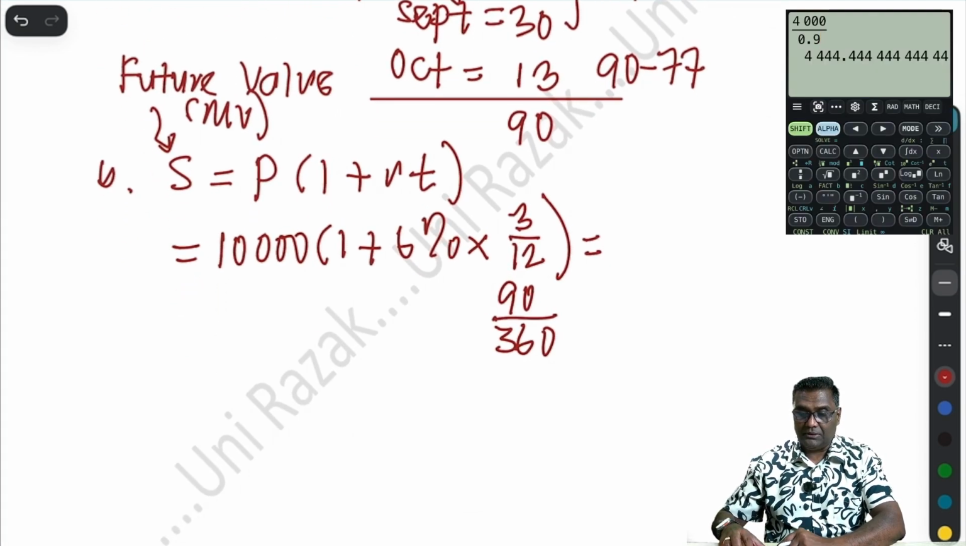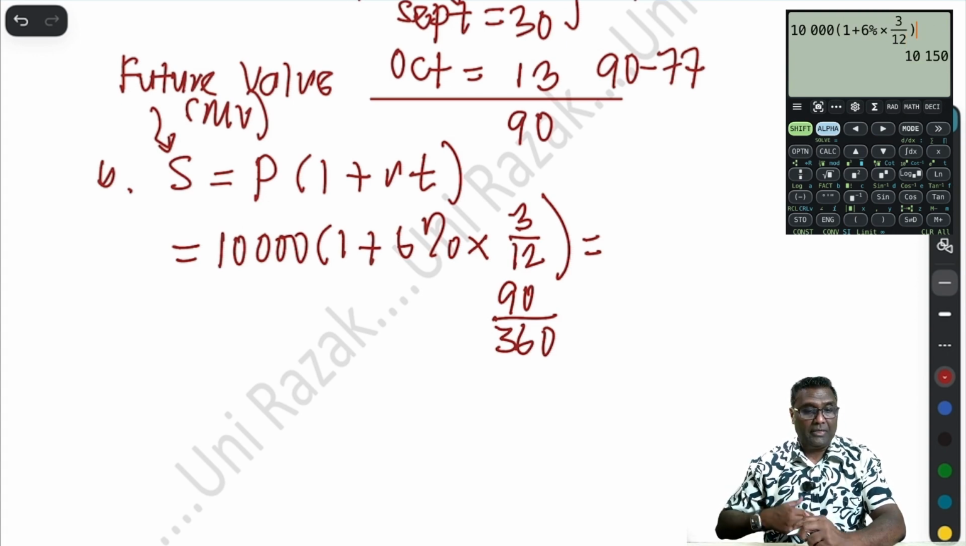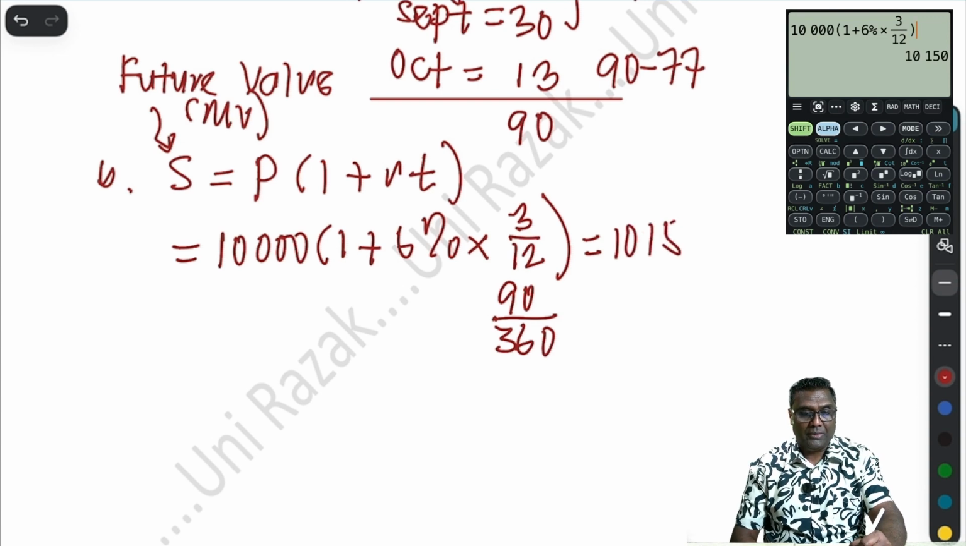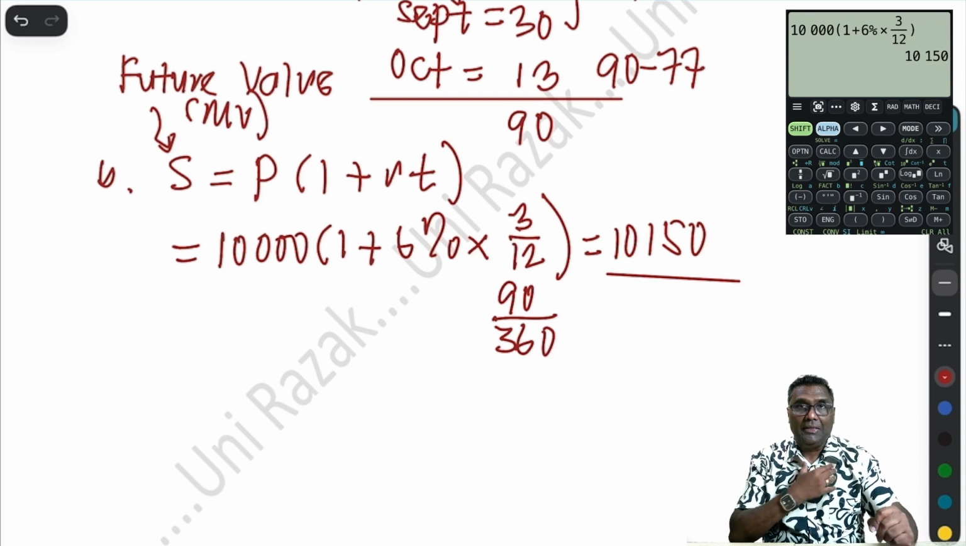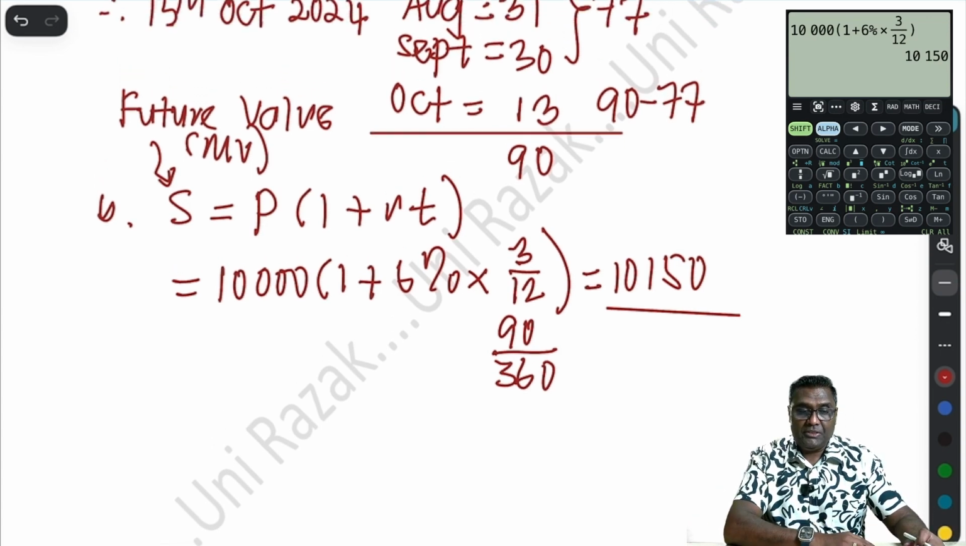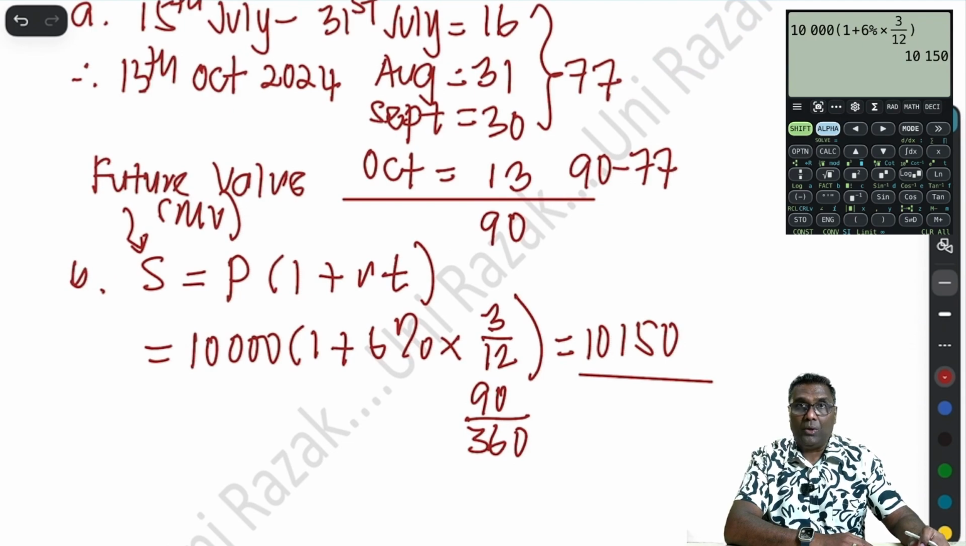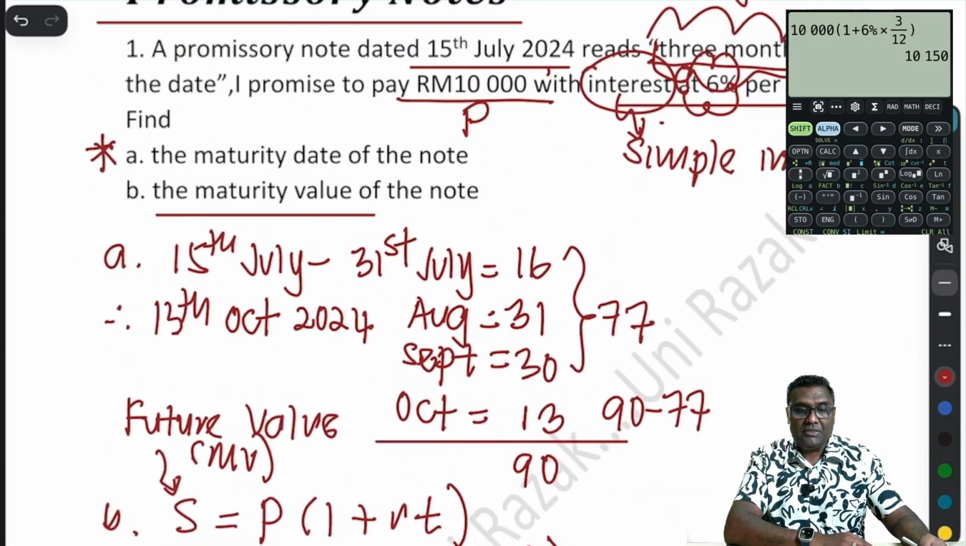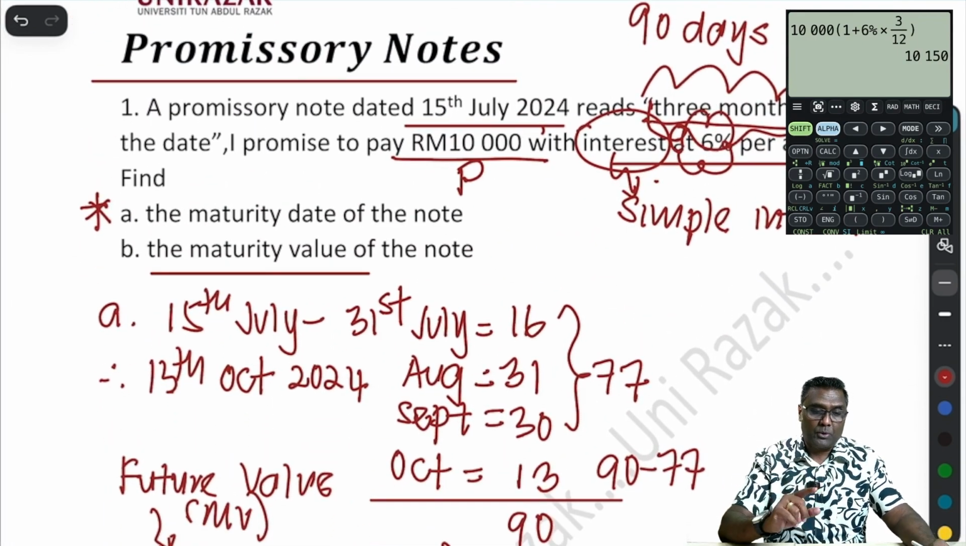So 10,000, bracket, 1 plus 6% times 3 over 12. Close the bracket if you want. You already got the amount, 10,150. So this is the amount that I, the borrower, need to pay the lender at the end of the period, which is 13th of October, 10,150. So this is the first thing that we need to know on promissory notes.